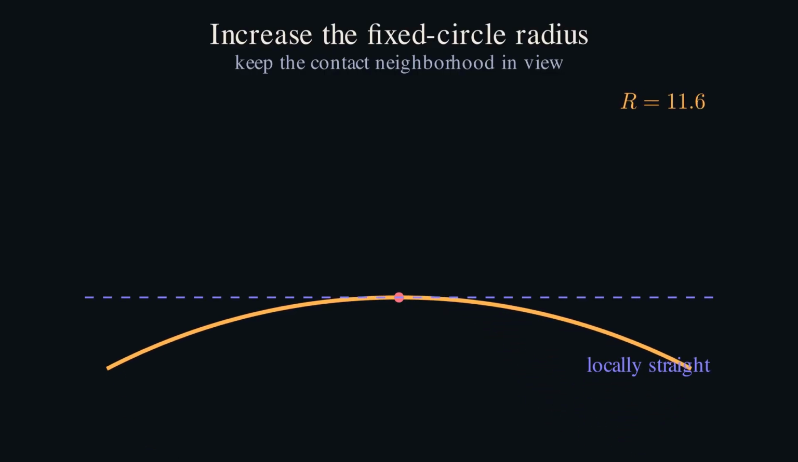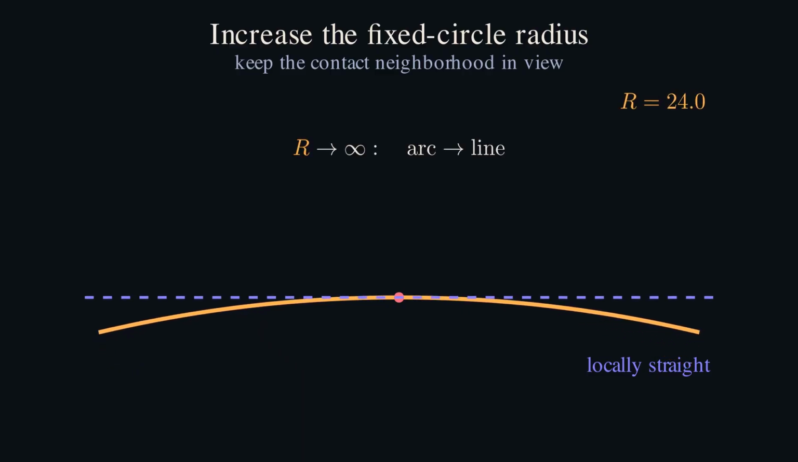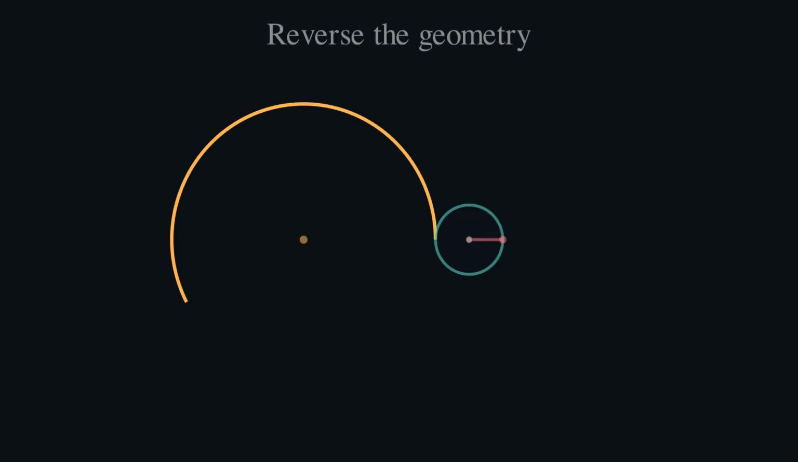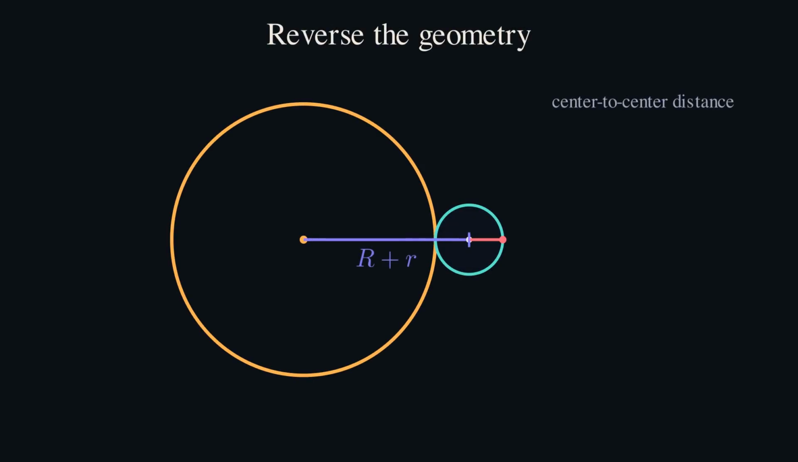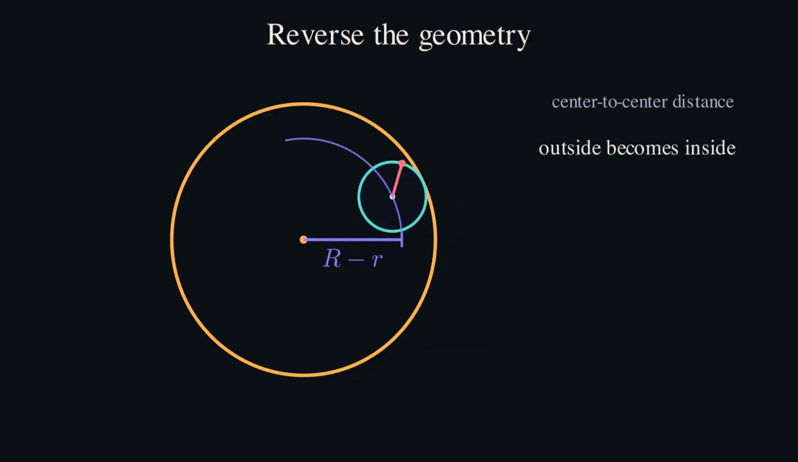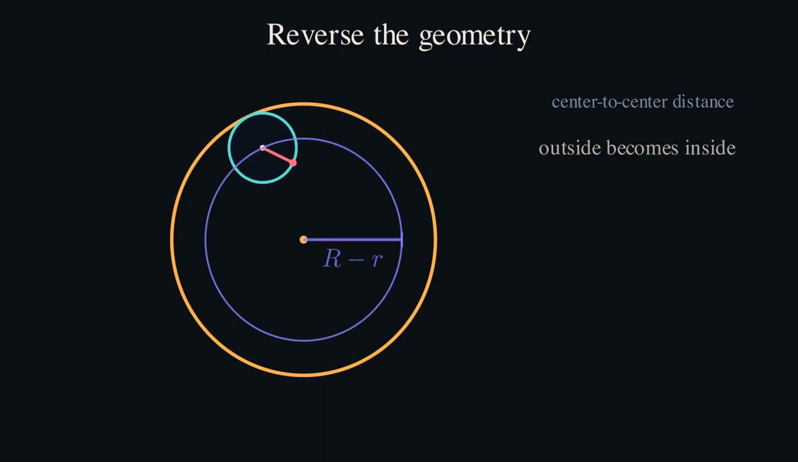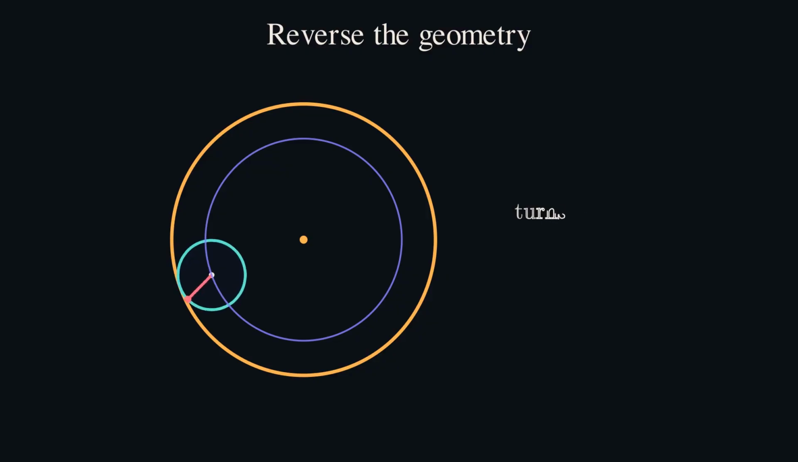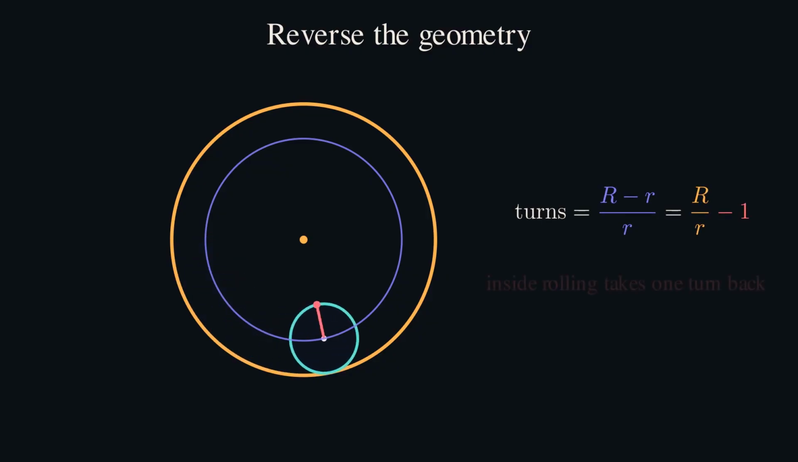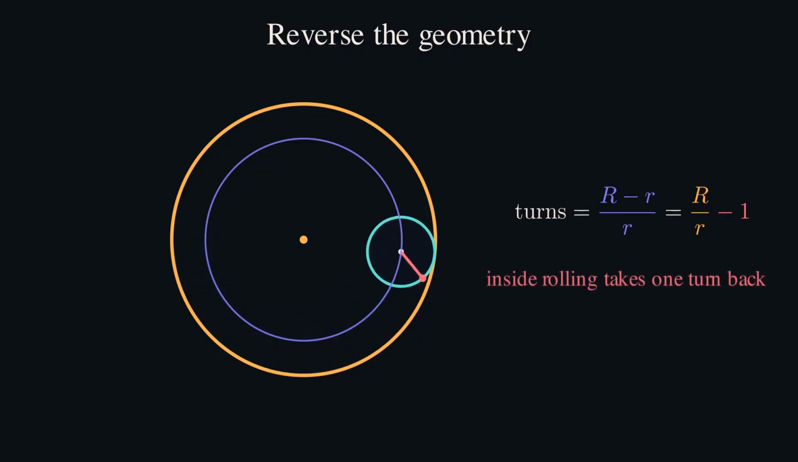There is a useful limit here. As the fixed radius grows enormous, R over r dominates, and the extra one becomes a tiny fraction of the total. The track looks flatter and flatter, so forgetting the curved frame turn hurts less. But now, let's reverse the geometry. Put the rolling coin inside a circular track. The center path becomes R minus r. Does the mysterious one get added again, or does curvature finally take it back?